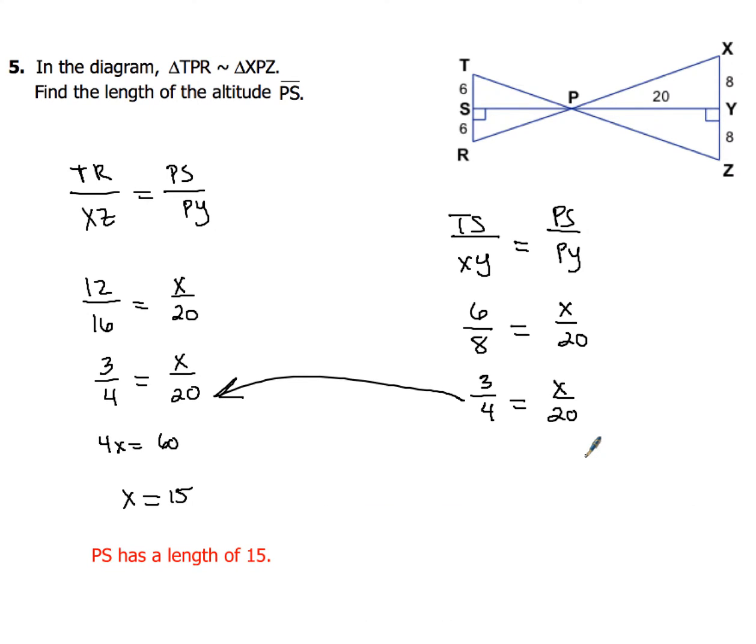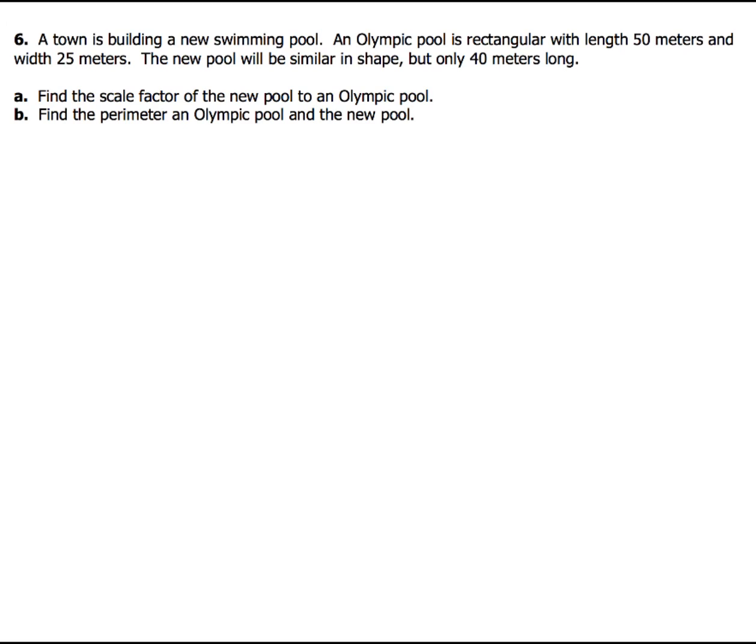Now that's it. We've got one more question to do and then we're done here with this section, and it's been a long section. So here we go with our last example. Example number 6. A town is building a new swimming pool. An Olympic pool is rectangular with length 50 meters and a width of 25 meters. The new pool will be similar in shape but only 40 meters long.